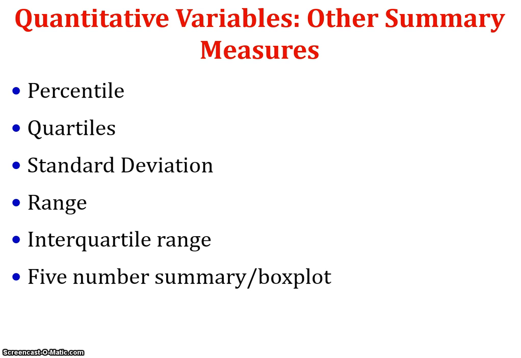Other summary measures we're going to see for quantitative variables include percentiles and quartiles, which give a sense of the relative position of a value within the data set. The standard deviation, the range, and the interquartile range all describe how much variation or how spread out the data are. Those are going to be very important. And the 5-number summary, graphically often represented with a box plot, will give us a sense of the overall distribution of the data.